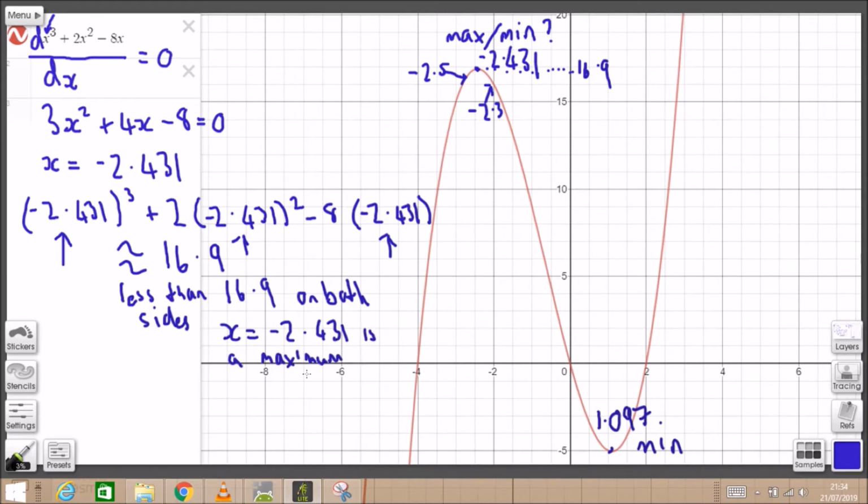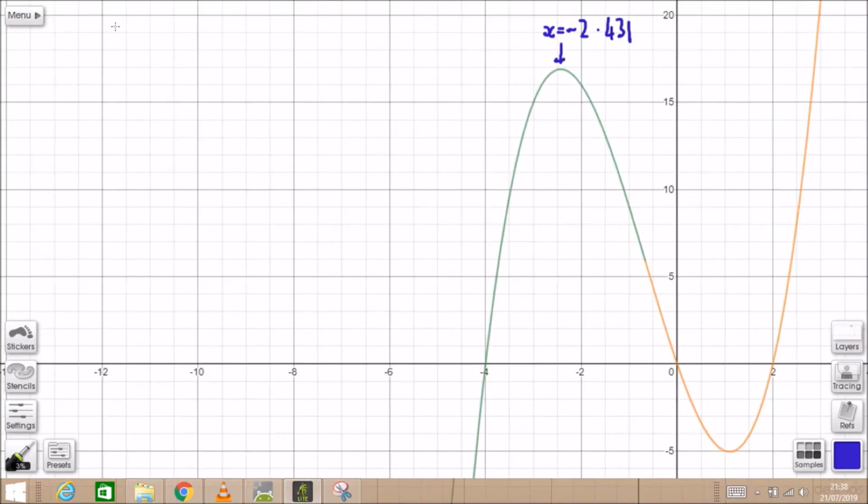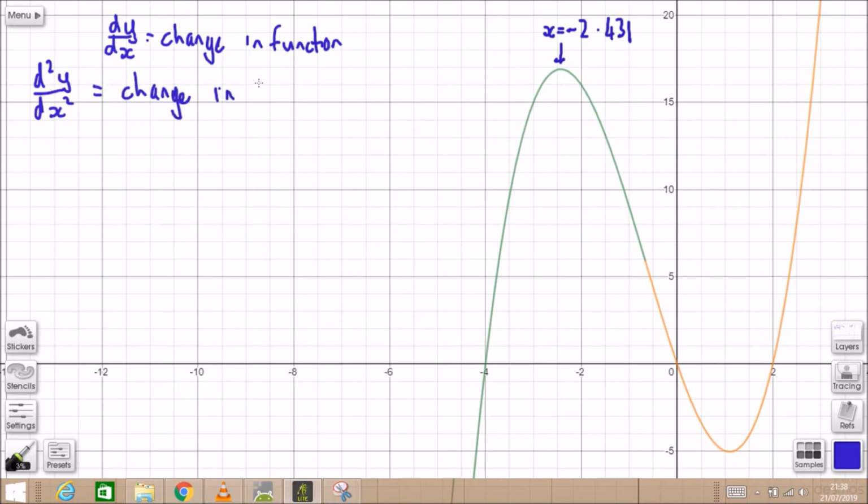And the same thing applies to 1.097. If we take 2 points either side and they're both bigger, then we must have a minimum. But there's another method. If we remember that the first derivative is the change in the function, then the second derivative must be the change in the change function. We call this one the gradient. So the second derivative must be the change in the gradient.